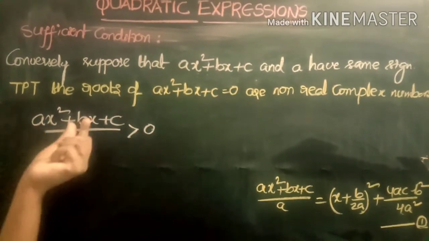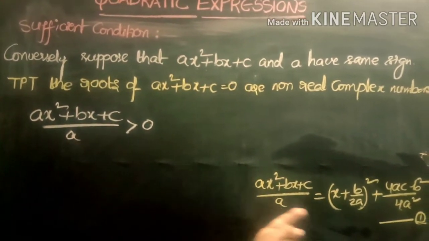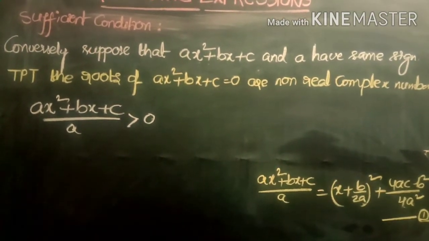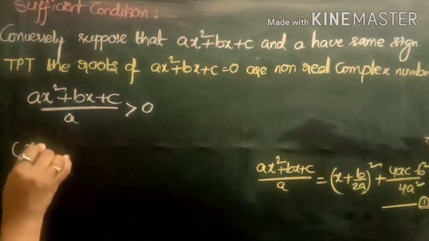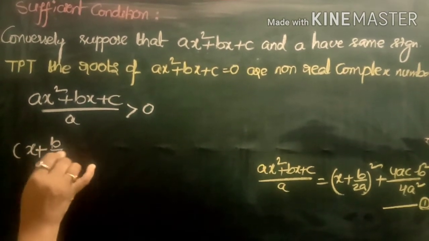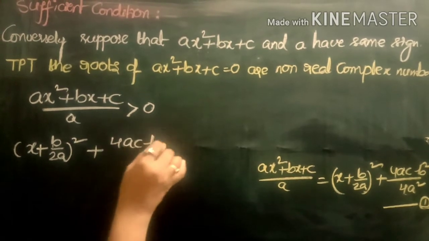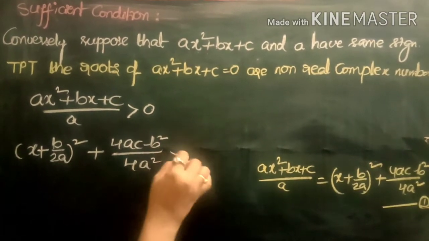But what is the value of (ax² + bx + c)/a from the first equation? We have that this value is equal to (x + b/2a)² + (4ac − b²)/4a². We are replacing that value here. That is (x + b/2a)² + (4ac − b²)/4a² > 0.